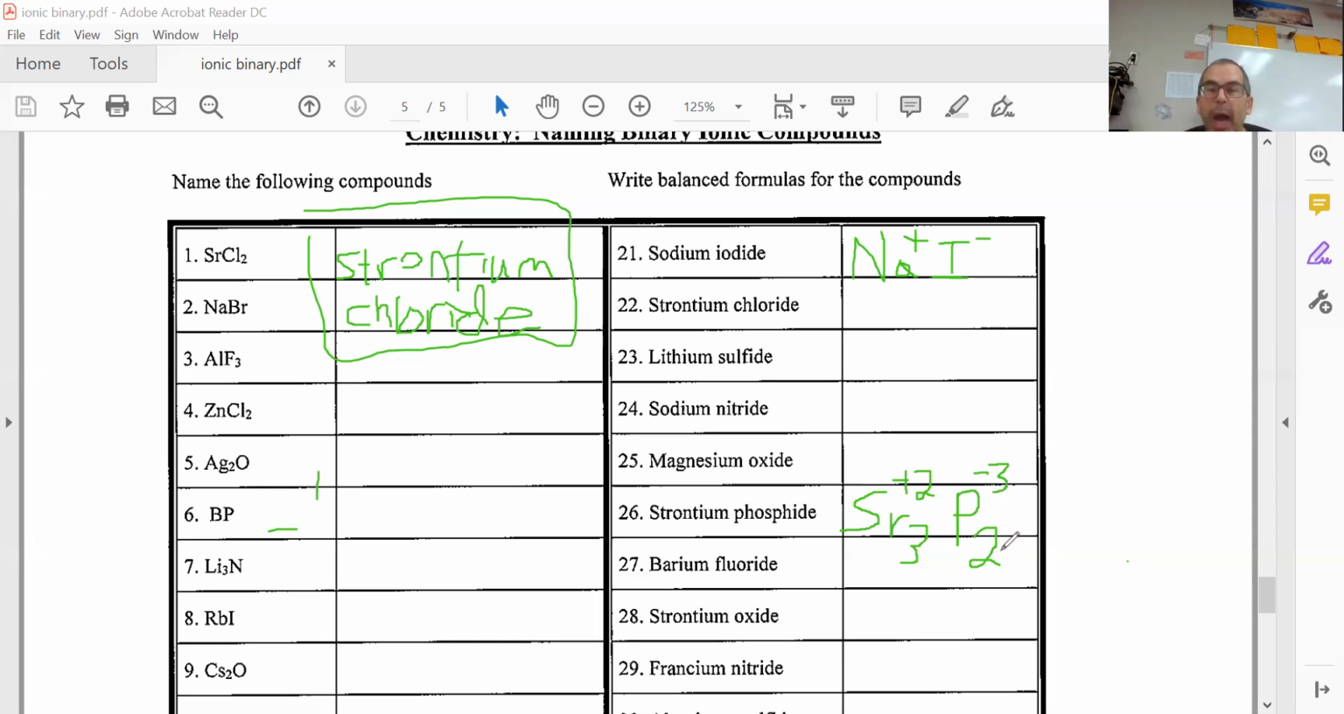All right, that's pages 5 and 6. If you look in the key, you'll find the notes for pages 3 and 4. You'll also find a lot of answers for pages 5 and 6. Good luck.